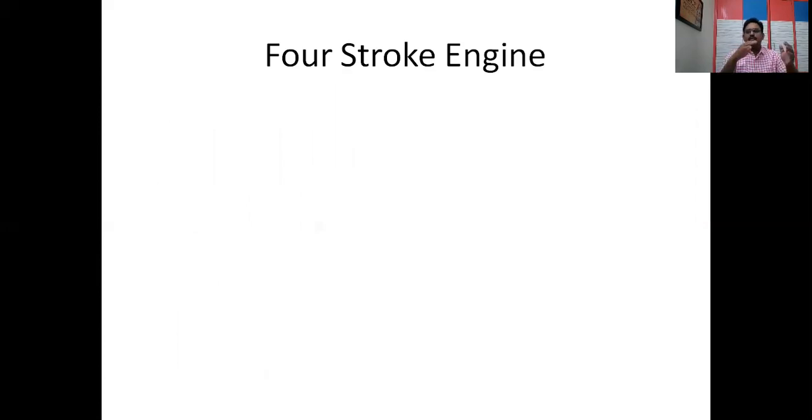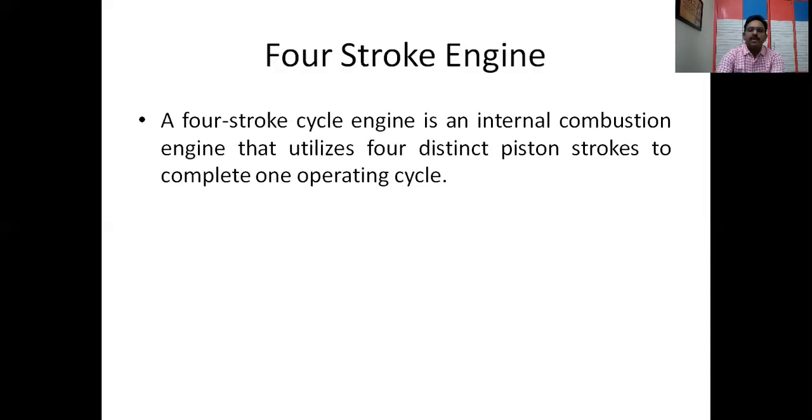When we are discussing the 4-stroke engine, I will take up both petrol engines and diesel engines simultaneously, so that you will get an idea and the differences will be very clear. So what are 4-stroke engines? A 4-stroke engine is an internal combustion engine that utilizes 4 distinct piston strokes to complete one operating cycle. So to complete one operating cycle, you will have 4 distinct piston strokes. Then it is called a 4-stroke engine.